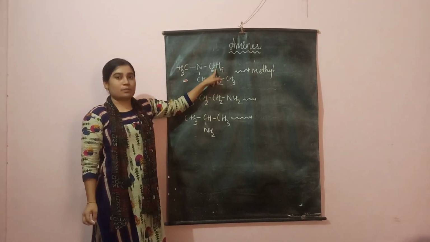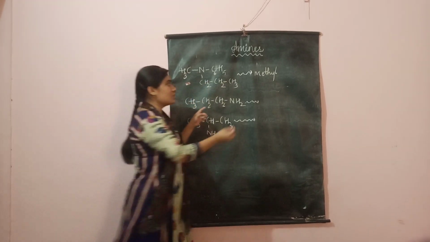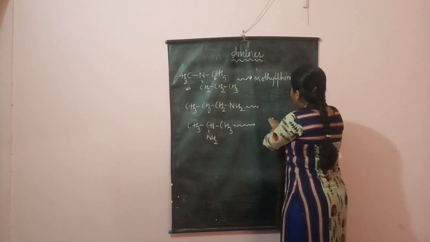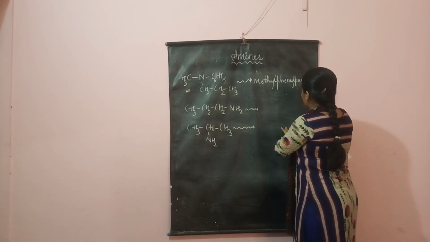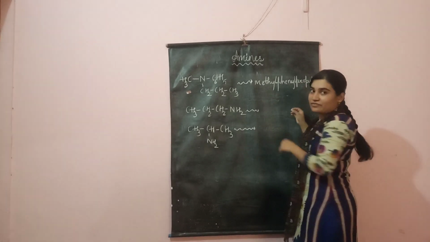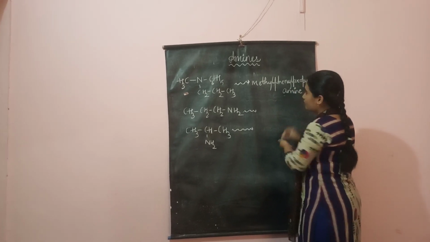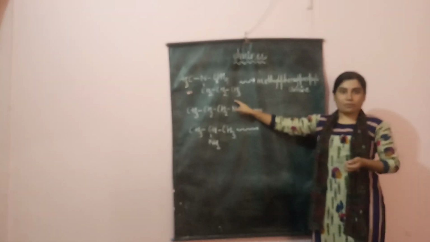So first we will take the name phenyl. Next I will take the name propyl. So next will be phenyl, then we will take propyl, followed by the functional group. The functional group is what? Amine. Methyl phenyl propyl amine will be the name of this compound.